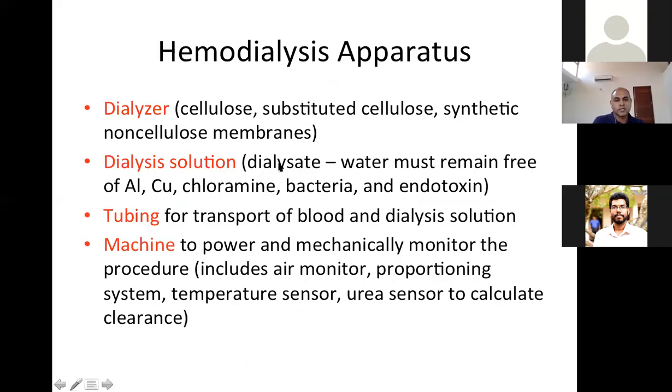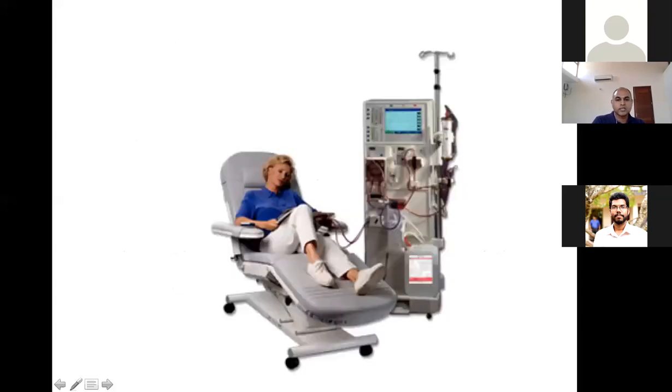Then you need a dialysis solution, which should be free of these toxic substances. And if you want to add some substance to the blood, you can add it to the dialysis solution. Then you need tubing where the blood and the dialysis solution are carried, and also a machine where these things are operated. This is how dialysis happens. This is a machine, this is the artificial kidney, which is called the dialyzer, and these are the tubings. I'm sure you would have seen dialyzers during your nephrology appointment.